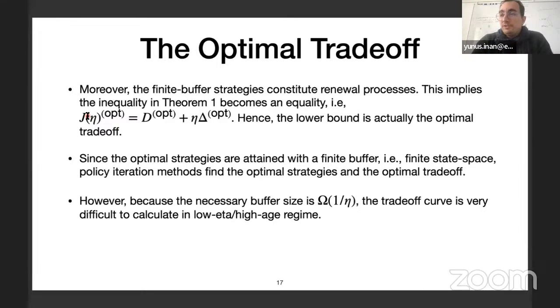And since, again, we have finite buffer strategies, we can characterize these with numerical methods such as policy iteration methods or value iteration methods. And consequently, we can find the optimal trade-off. However, we have a problem here, right? As I mentioned in the previous slide, since the necessary buffer size grows with 1 over eta, or low eta, or high age regime, it's nearly impossible to calculate the optimal trade-off curve with numerical simulations. There is no computational power for that. At least we didn't have.